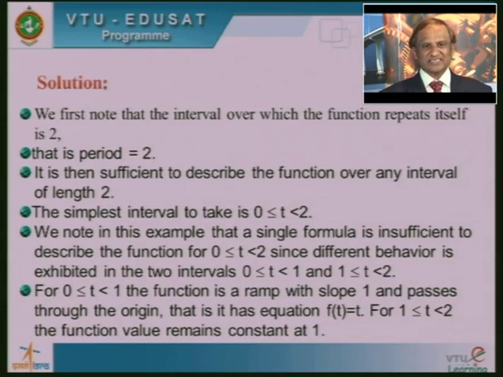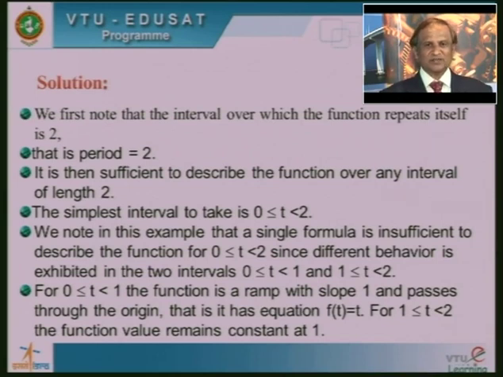We note in this example that a single formula is insufficient to describe the function for 0 less than or equal to t less than 2, since different behavior is exhibited in the two intervals, namely 0 less than or equal to t less than 1 and 1 less than or equal to t strictly less than 2. For 0 less than or equal to t less than 1, the function is a ramp with slope 1.